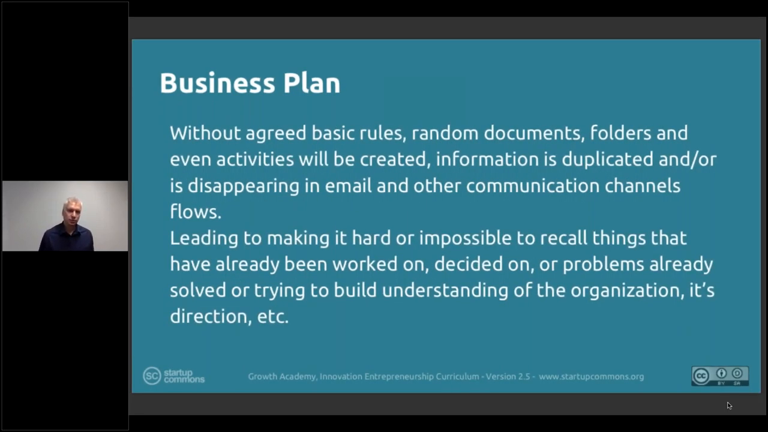Without agreed basic rules, random documents, folders, and even activities will be created, and information is duplicated or disappearing in email communications and other communication channels like Slack and Trello and elsewhere. None of that is captured in a useful format. People who live and experience the field know the knowledge, but all of the value is embedded in those individuals and their experience. When they leave, or if something happens to those people, the organization basically can't function.